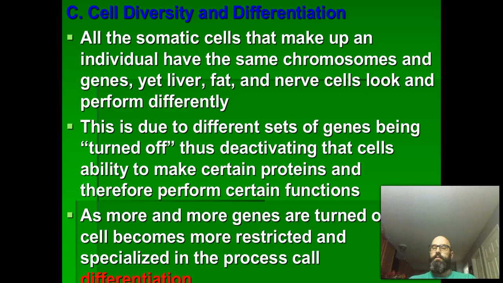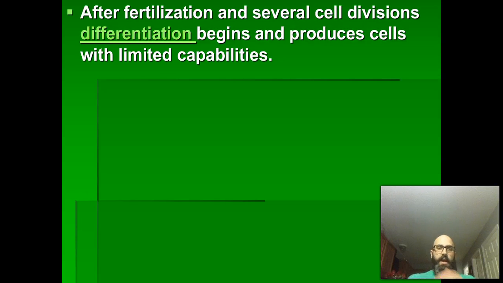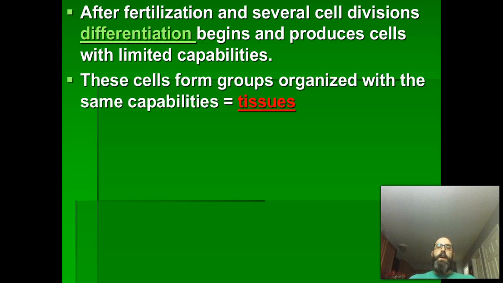As more and more genes are turned off throughout the process after fertilization occurs and as those cell divisions go over and over again in the womb of mom, the cell becomes more restricted in its abilities and thus specialized in what it can do. That is called differentiation. After fertilization and several cell divisions, differentiation begins and produces cells with very limited capabilities, but don't take limited capabilities as a negative thing, take it as a positive thing. They can do very, very specific tasks. These cells that perform a very specific task and are grouped together to form a very specific function form tissue.